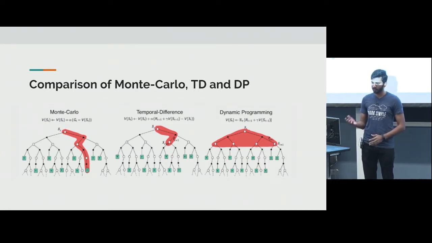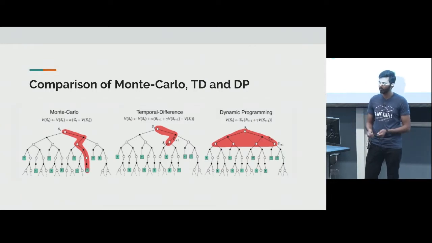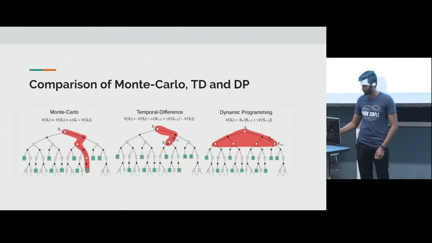Here's a graphical comparison between the three methods: Monte Carlo, temporal difference, and dynamic programming, where in dynamic programming, you basically try to enumerate all possible next states, and you try to estimate the transition probabilities between them.